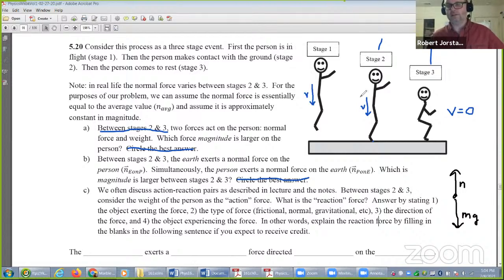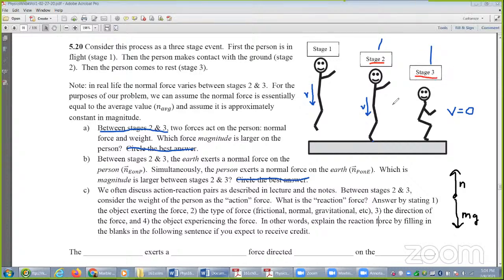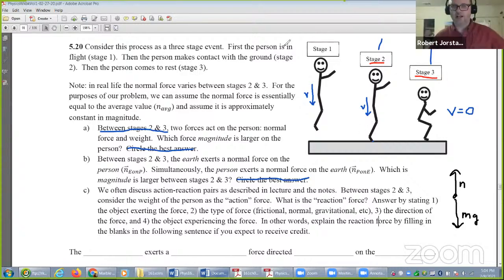Which way are you accelerating between stages 2 and 3? Downwards? Upwards, because you're decelerating. You're starting to decelerate right there. Let's say my original velocity was -2 meters per second, and then here, the final velocity is 0. The change is final minus initial, which is positive. So the change is upwards.